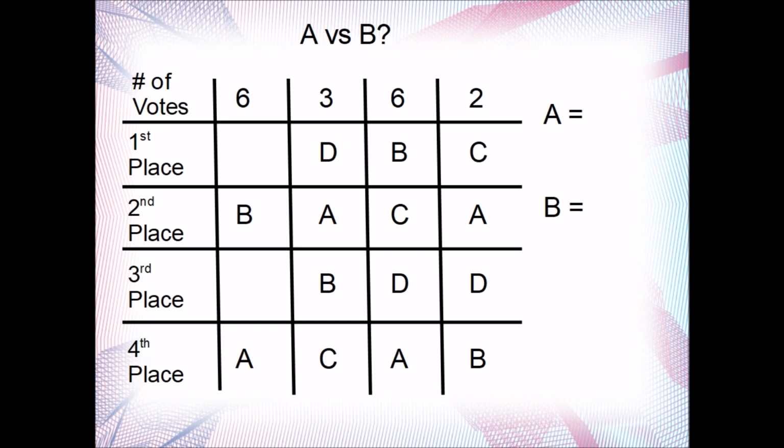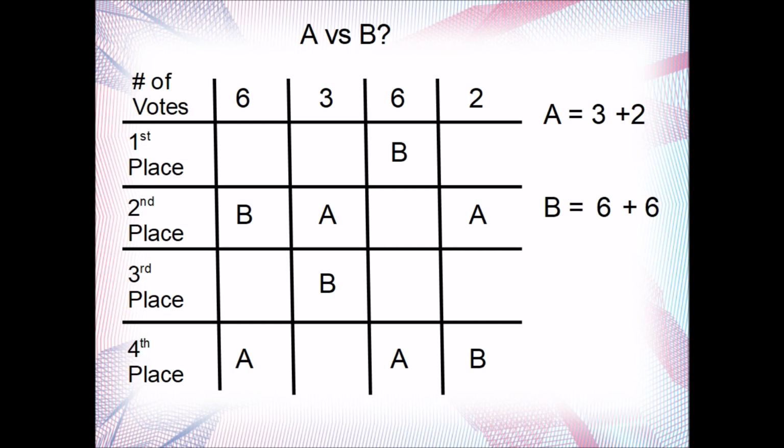So now that they're gone, I can see that those 6 people like candidate B better than candidate A. So candidate B is going to have 6 votes. The next column, same idea. Since I only care about A and B, I'm going to delete the other 2 candidates. And now it's easy to see that those 3 people like candidate A better. To the third column, once again, delete C, delete D. Now it's easy to see that those 6 people like candidate B better. And onto the last column, same game. I can see that those 2 people like candidate A better.